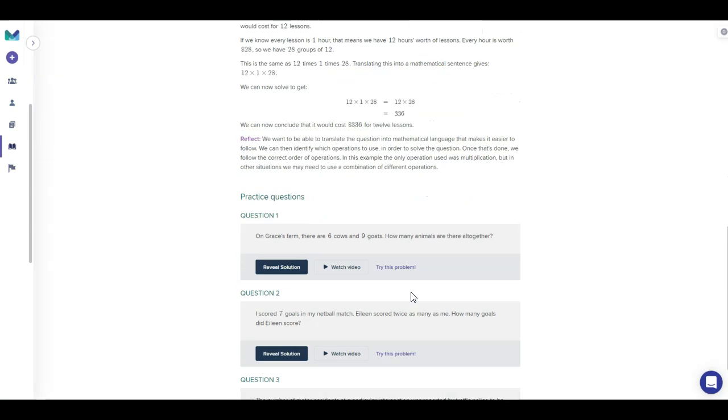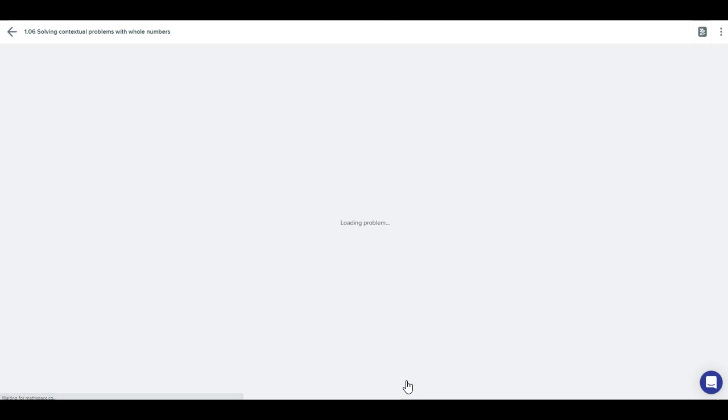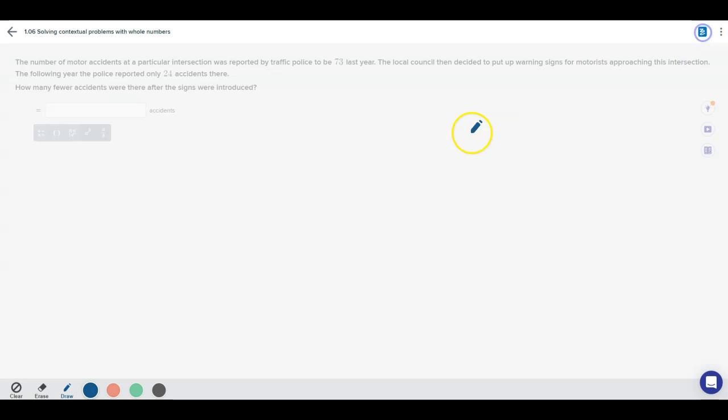Let's have a look now at the final tutorial question. So let's try that problem here. It's quite a bit longer, so we're going to have to do a bit of extra reading and really take our time to see all the values that we might need. So let me get my sketch pad.